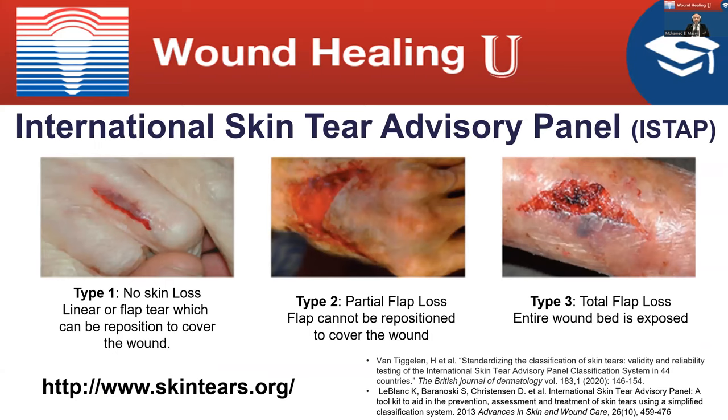The International Skin Tear Advisory Panel classified skin tears into three types. The first type has no skin loss. In the first picture, you can see a linear or flap tear, which can be repositioned to cover the wound. In type two, there is partial flap loss and the flap cannot be repositioned to cover the wound. The third category is total loss of the flap, and the entire wound bed is exposed.